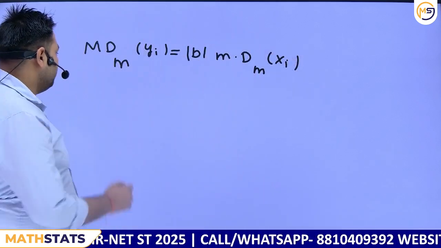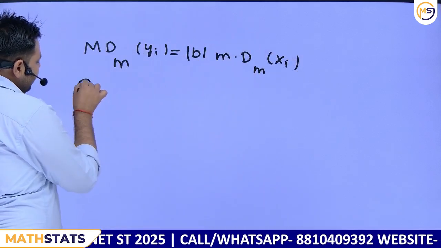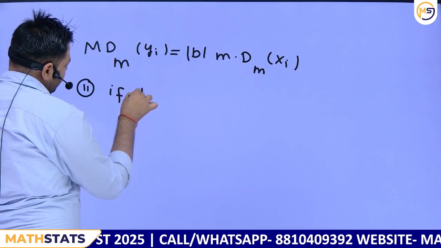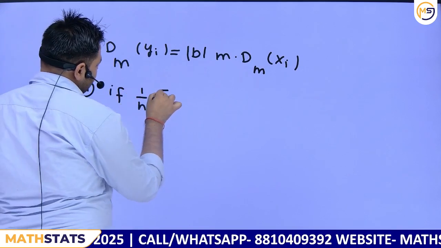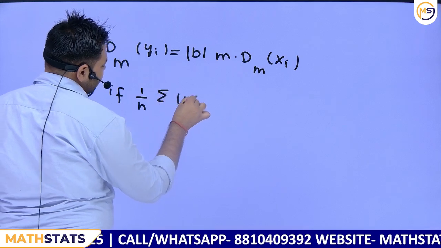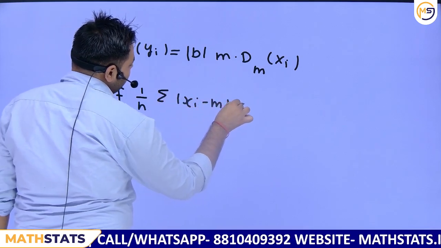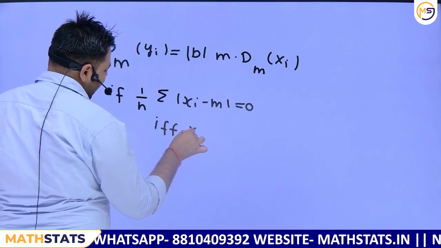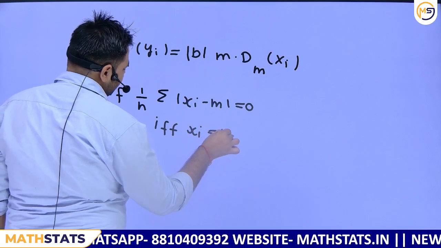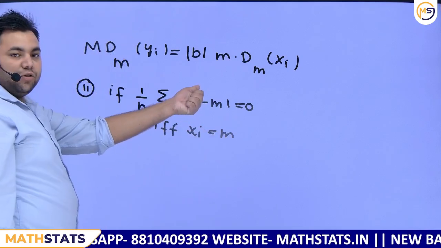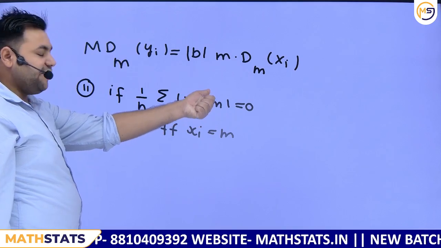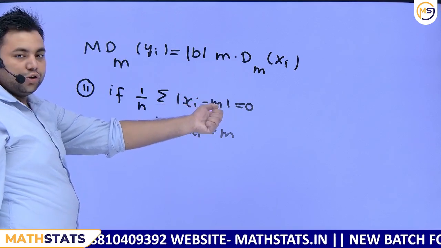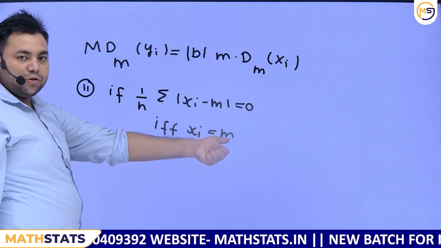So that is the first property. Second property: if 1 upon n summation of mod of xi minus m, that is mean deviation about m, is equal to 0 if and only if xi equal to m.